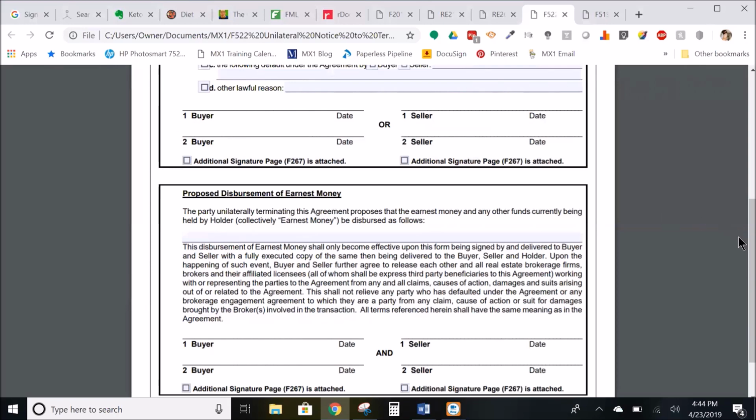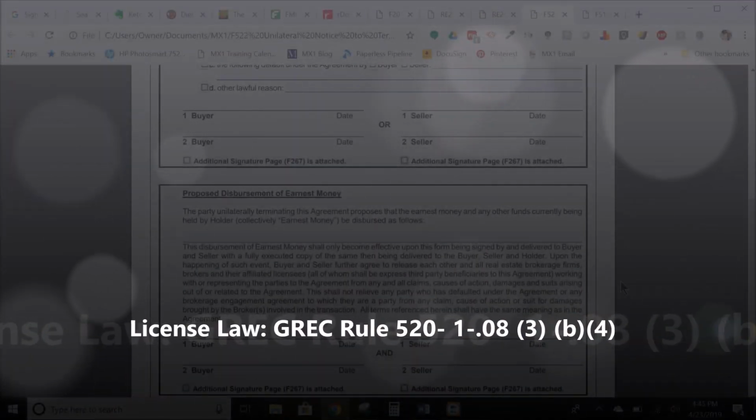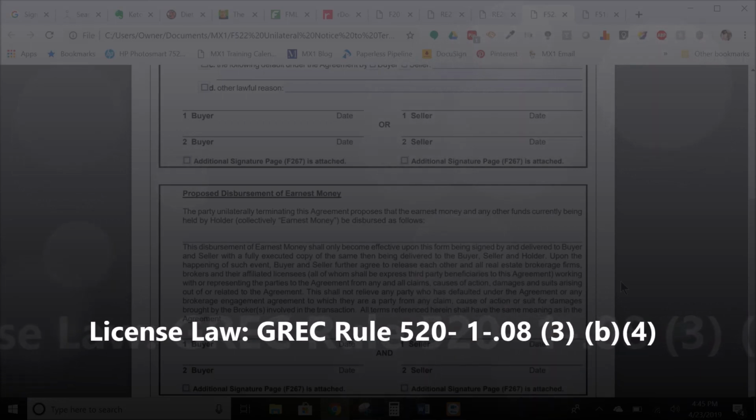Now, down here you have an and this has to be agreement. So whereas a termination of a contract is unilateral, in order for the holder to disperse the earnest money, the holder must have agreement, meaning we must have the buyer and the seller's signature agreeing on the disbursement of the earnest money. This is also in keeping with license law, which is GREC Rule 520-1-.08 under managing trust accounts and trust funds.